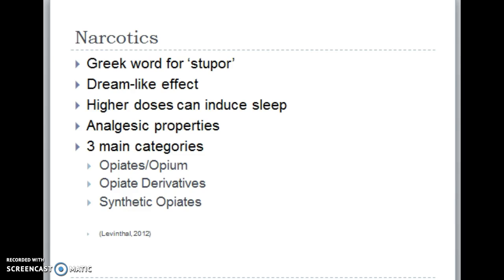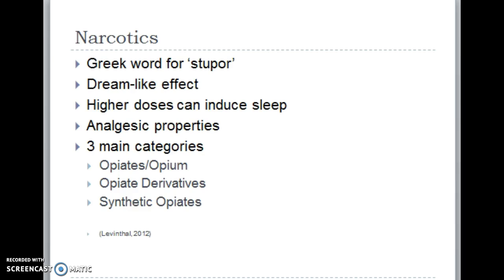So just a bit of information about what narcotics are. It does come from the Greek word for stupor, so it causes a dreamlike effect. Higher doses can induce sleep, so it can be used as an analgesic or as an anesthetic, kind of putting people out for surgeries and such. An analgesic means for pain relief.